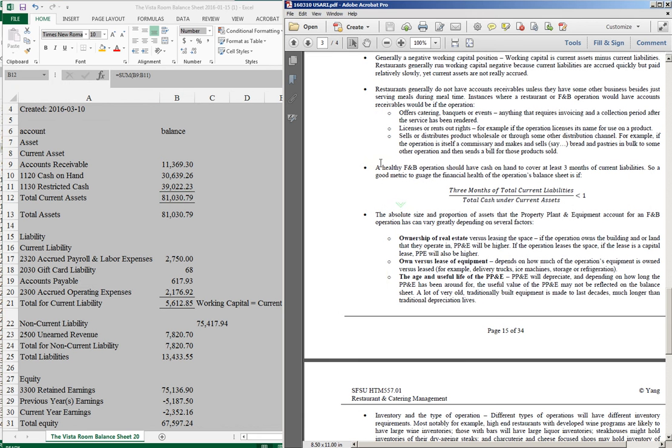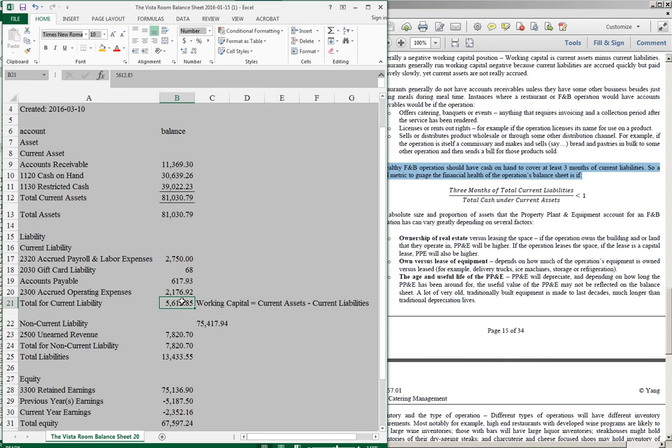Okay, so another thing that food and beverage operations generally have in common is that a healthy food and beverage operation should have enough cash on hand to cover at least 3 months of its current liabilities. So if you go here, right, current liabilities and enough cash on hand. Okay, so if I do 3 times current liabilities equals 3 times current liabilities, this is how much cash I need to have on hand in order to be like super healthy, right?